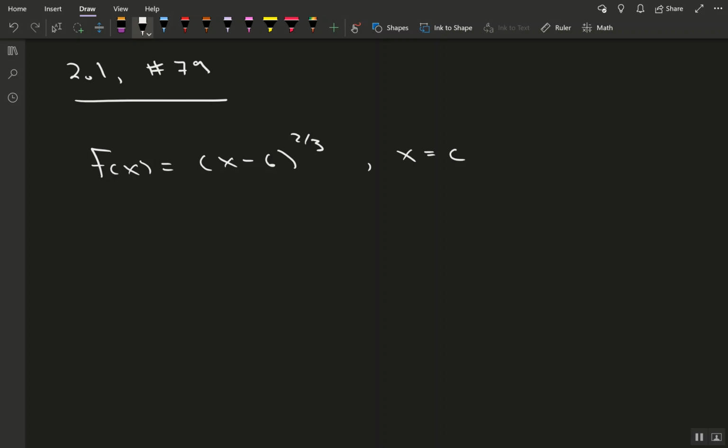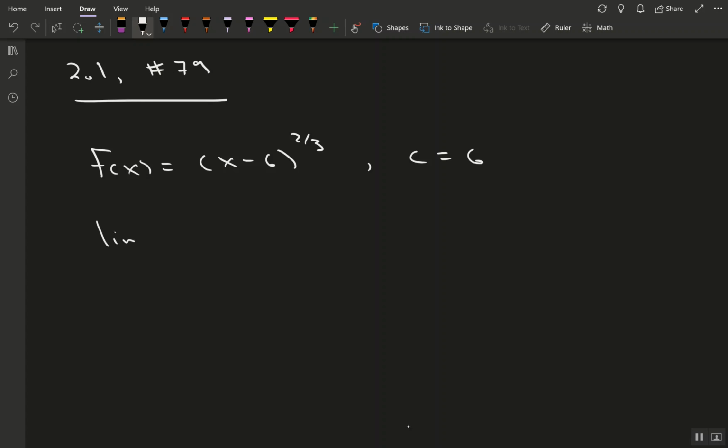Okay, 2.1, number 79. We have the function f of x is equal to (x minus 6) to the 2/3, and they're telling us that c is equal to 6. Okay, they want us to use the alternate form of a derivative. Okay, you have to know all three.